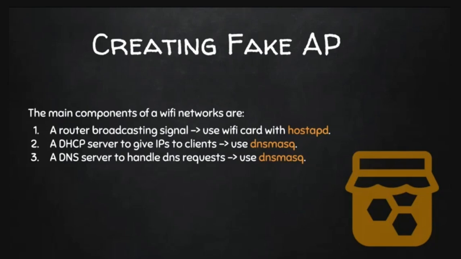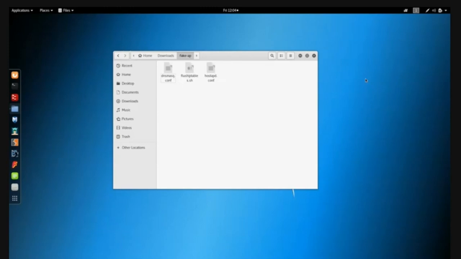So we have three main components. We have HostAPD that's going to generate our wireless network. We have a DHCP server that's going to give IPs to the people that connect to this network. And we have a DNS server that's going to resolve DNS requests. And in our example, we're going to make it redirect any request to the IP where our fake login page is installed, and that's usually our own IP. Now, let me do this manually, and it'll become more clear to you.